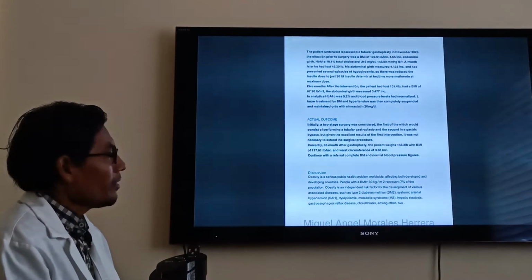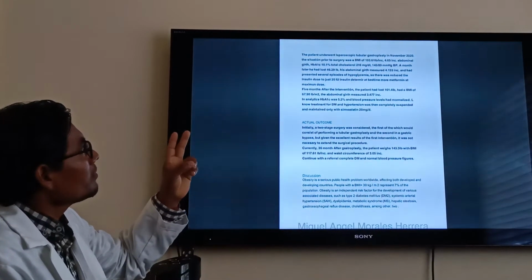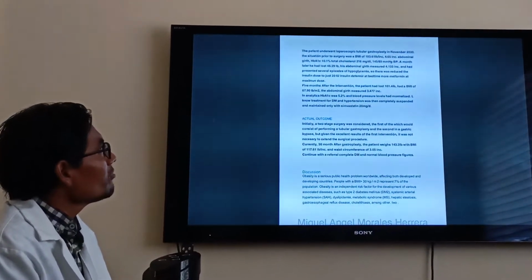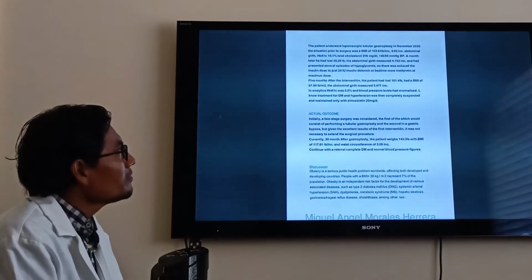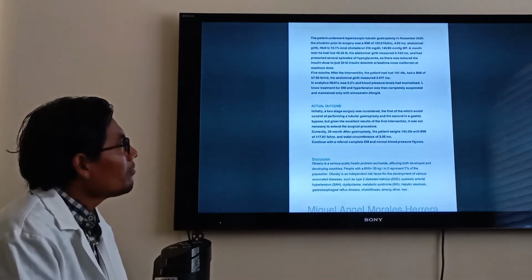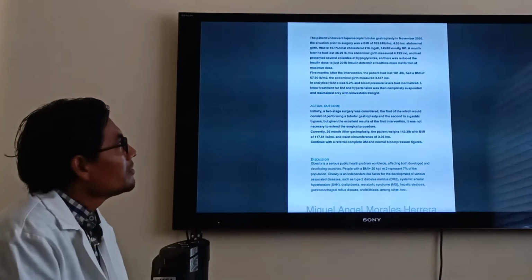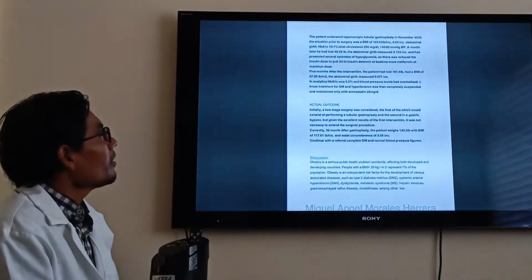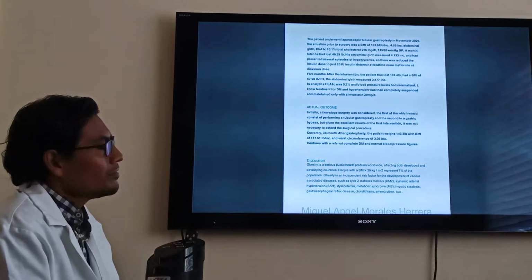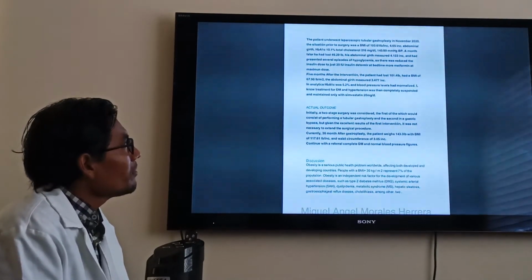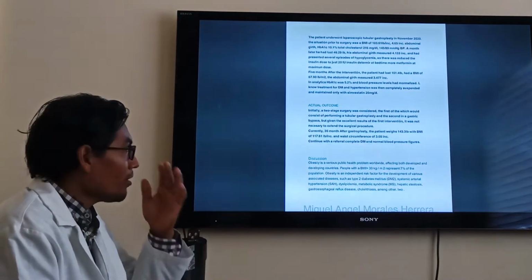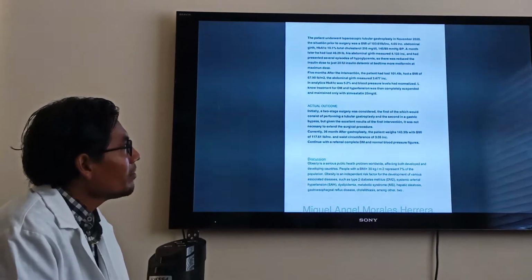About the surgical outcome, the patient underwent laparoscopic tubular gastroplasty in November 2020. In the situation previously described, there was a BMI of 103.61 kg/m2, abdominal girth of 4.65, and the glycosylated hemoglobin was 10%, total cholesterol 260 mg/dl. The blood pressure was 140 over 89 mmHg.